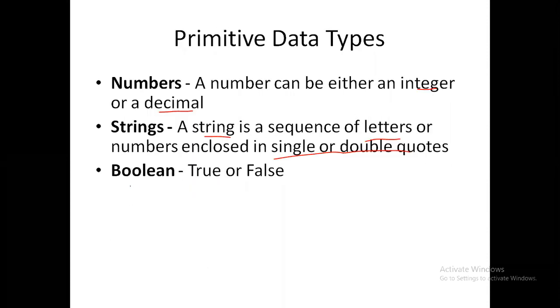When I'm coming to the boolean, it is going to store true or false. So these are the primitive data types.